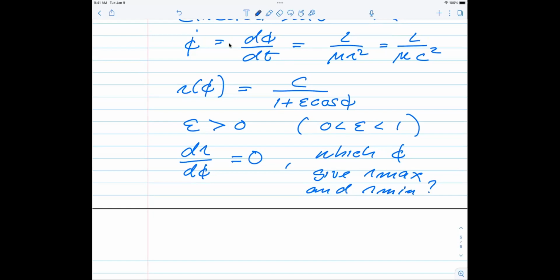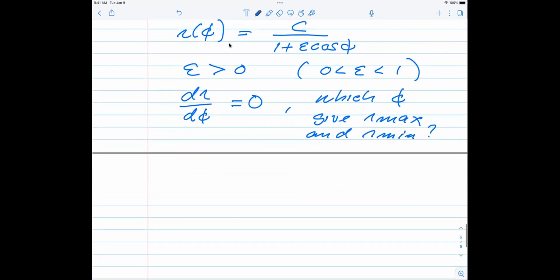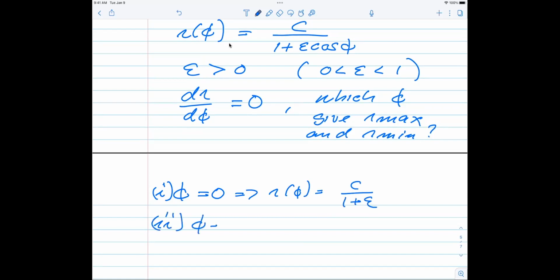So when you take the derivative, let me now just give you the answer here. What you're going to get are two angles. You will find that phi equals 0 is one of the answers, and that gives us r of phi is given by c over 1 plus epsilon. And then the other case, when phi is equal to pi, that gives us r of phi equal to c divided by 1 minus epsilon. And obviously, since epsilon is a positive number, this becomes r min, and this becomes r max.